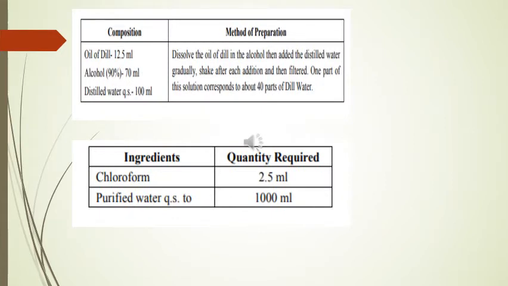So the example of aromatic water is the dill water, what we have prepared in our lab. The concentration of dill oil is 12.5 in 100 ml, and alcohol is added as co-solvent. The volume required is 70 ml. Second example I have taken is for chloroform water. So the formula is 2.5 ml of chloroform in 1000 ml of water.